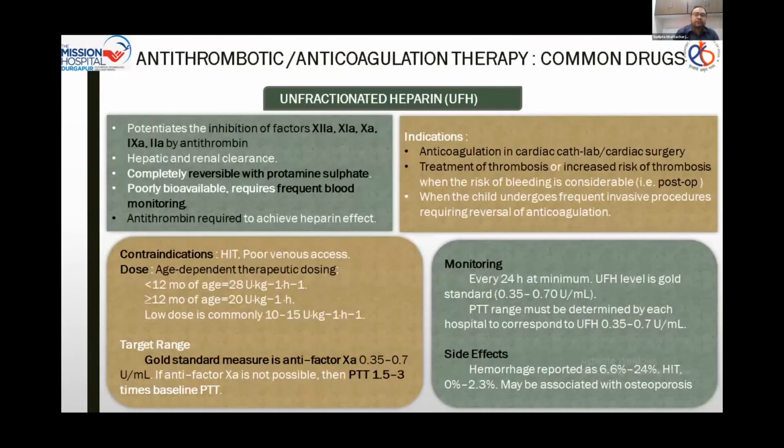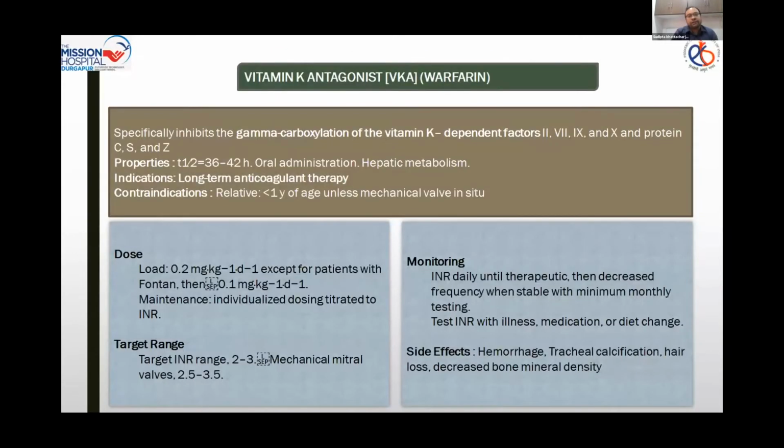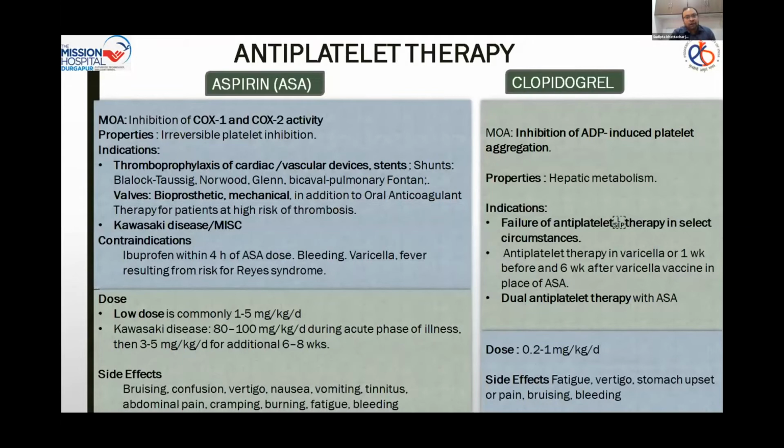What are the most common drugs used in cath lab practices? The most commonly used drug is unfractionated heparin, which is indicated for anticoagulation in the cardiac cath lab, as well as cardiac surgery and in treatment of thrombosis or increased risk of thrombosis. Other than that, low molecular weight heparin, which acts as a bridge between heparin and warfarin postoperatively, may be used. Vitamin K antagonists such as warfarin are used usually for long-term anticoagulant therapy. Oral antiplatelet agents such as aspirin and clopidogrel are usually used for thromboprophylaxis of cardiac or vascular devices and stents, as well as in the treatment of Kawasaki disease or MIS.